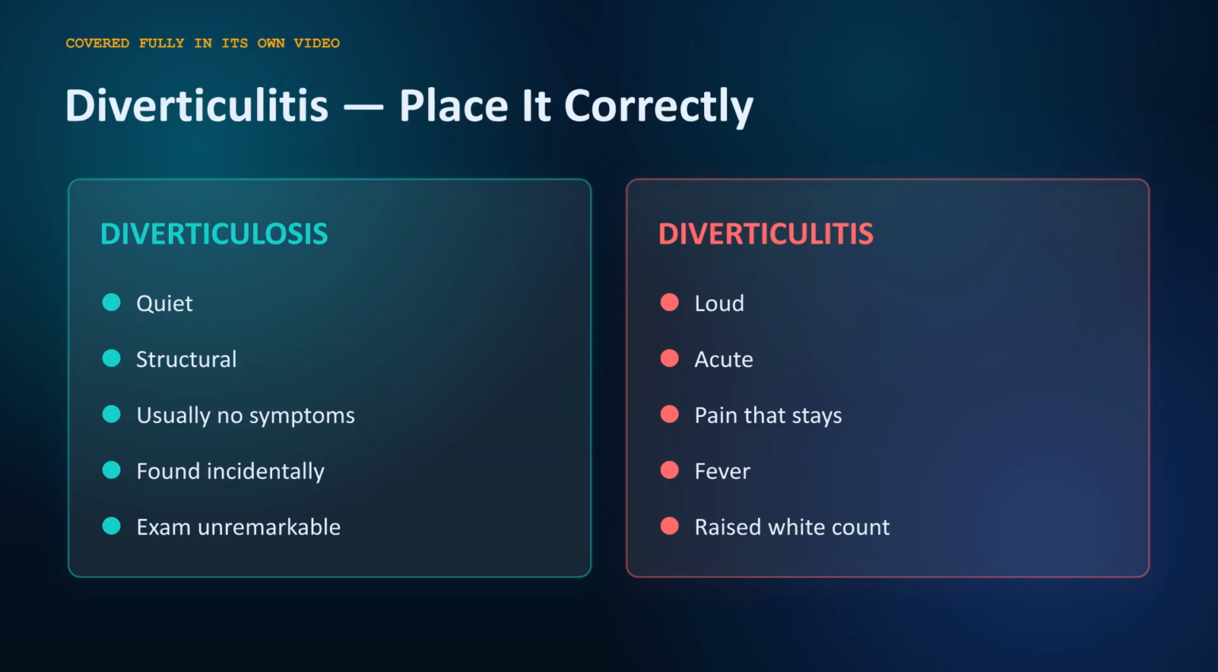Diverticulitis begins when a single diverticulum becomes obstructed and inflamed, and the patient in front of you looks entirely different from ours. Left lower quadrant pain that stays and does not come and go, fever, and a raised white count. The contrast is the whole lesson on this slide. Diverticulosis is quiet and structural. Diverticulitis is loud and acute. Same pouches, same colon, completely different clinical problem, and completely different management. If your patient is febrile with focal tenderness, you have left this lecture and walked into that one.